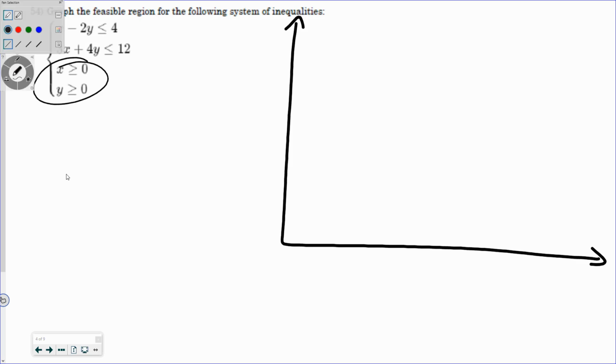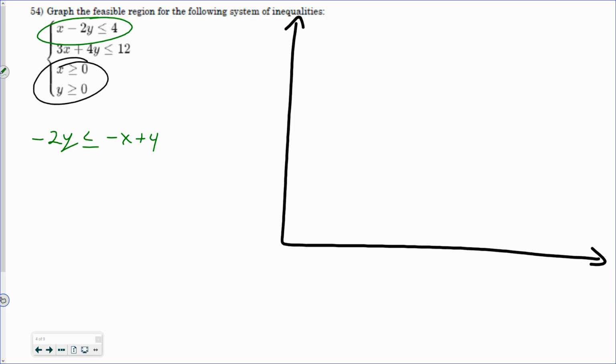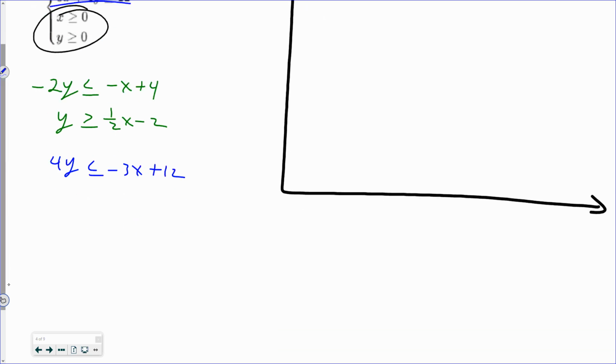So for these linear programs, you're always going to be in the first quadrant, and now you want to graph these problems. So the first step is to make them y equals. So we have negative 2y is less than or equal to negative x plus 4. Divide by negative 2. Y is greater than or equal to 1/2 x minus 2. And then for the other one, I'll do that in blue. Same thing, 4y is less than or equal to negative 3x plus 12. Divide everything by 4, y is less than or equal to negative 3 over 4x plus 3.